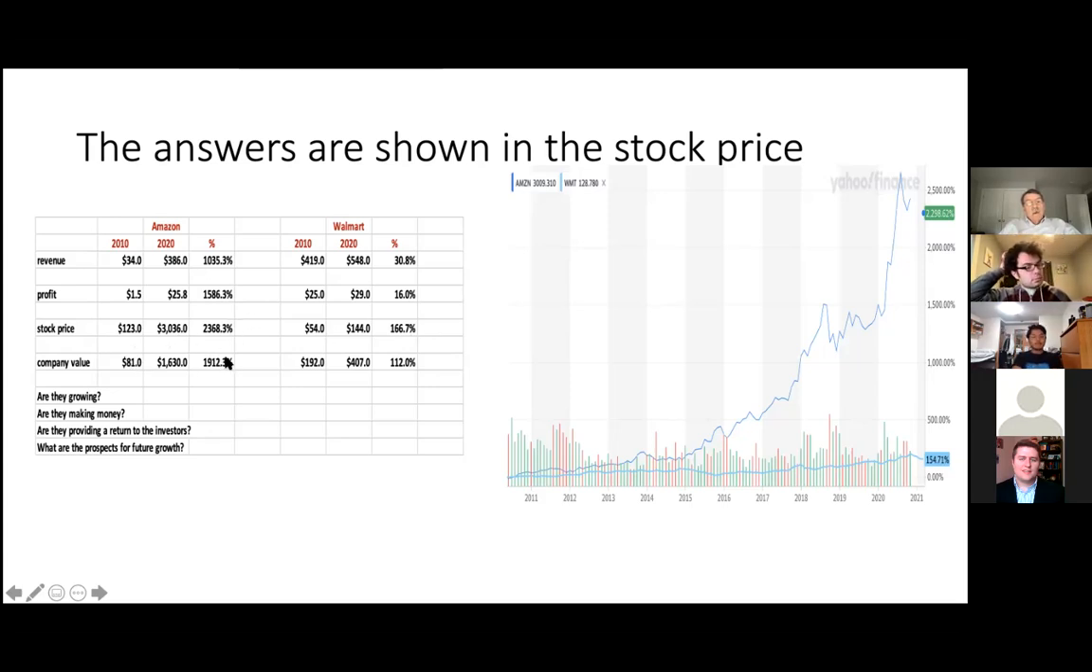And then the value of the company. How much would it cost you to buy every share of stock in the company? Well, Amazon went from a value of $81 billion to $1.6 trillion. And Walmart went from $192 billion to $407 billion. So you can see that's reflected in the stock price. So are they growing? Are they making money? Amazon's been a darling of the investors, and you can see what happened to the stock price. Investors are looking for growth, and they need to have confidence that you're going to grow in the future.